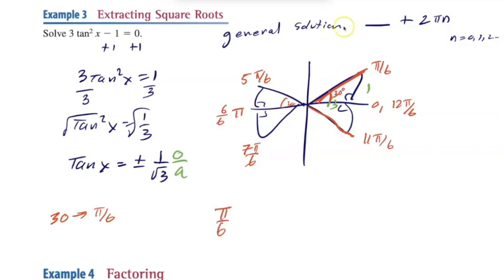But again, we're doing a general solution. We don't want 0 to 2 pi. We want all answers. So we're just going to add 2 pi n. So that means we get this answer here. Then we go another 2 pi. We go another 2 pi. You can also go backwards with the 2 pi. That's what that means. We're going to get all the answers. There's no interval. So we're going to get all the answers there.